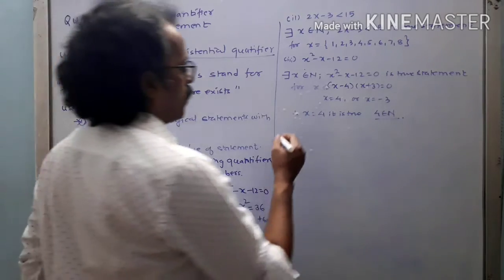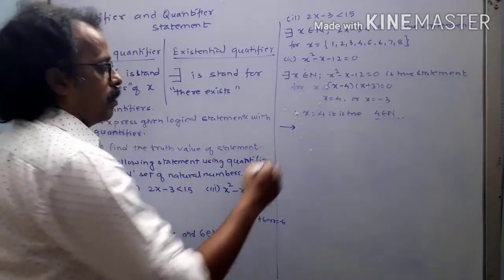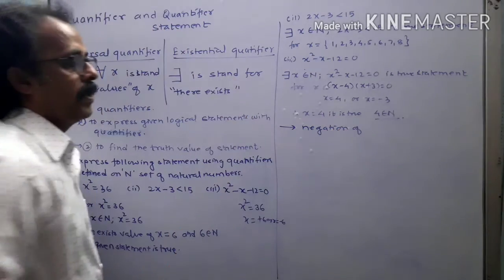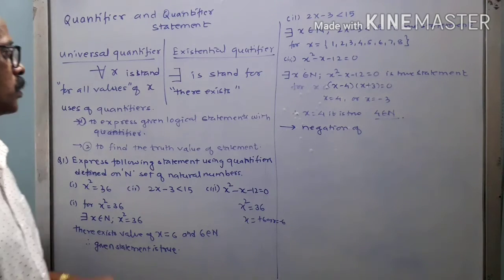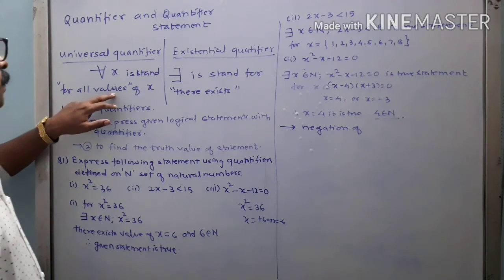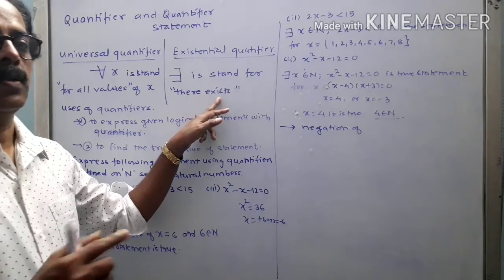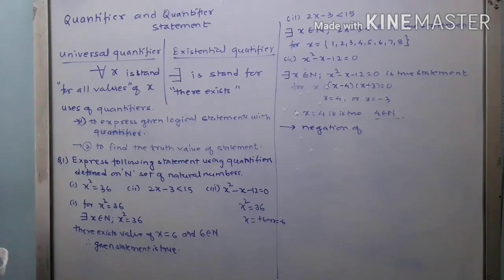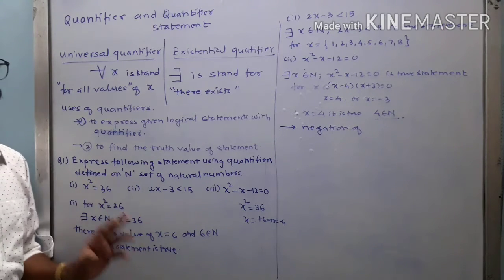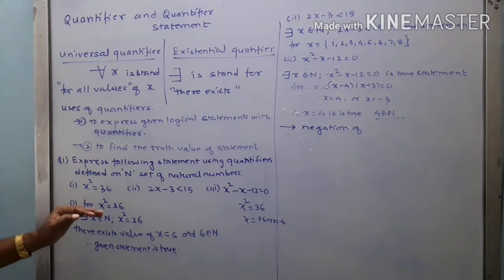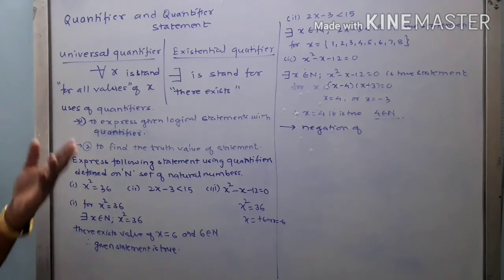Now another concept I wanted to explain in addition is the negation of the quantifier. It's common sense. Negation of a quantifier, what does it mean? When I say for all values of x, the negation of that will be there exists a value of x. And for there exists a value of x, the negation will be for all values of x. So likewise we can make the negation of the given statement, right? So this is just an idea about how to write down the quantifier logical statement and state whether it is true or false, right?